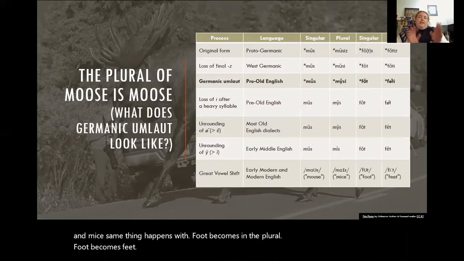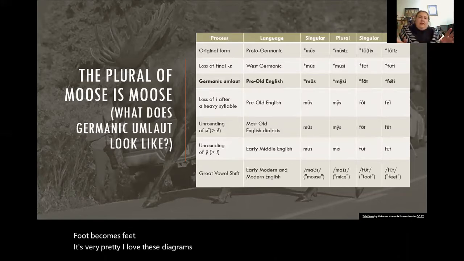It's very pretty. I love these diagrams. These diagrams please me greatly. I hope they please you.